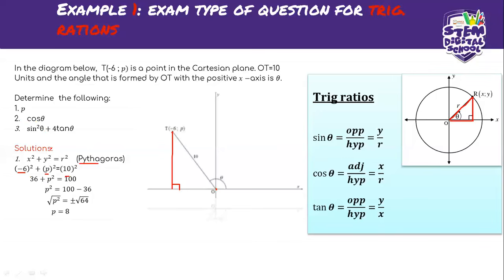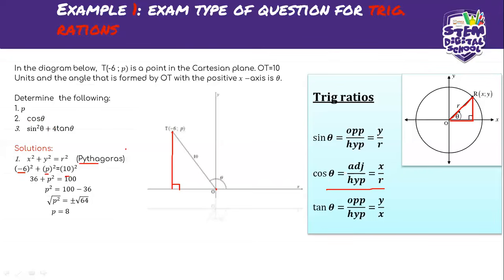If you understand the trig ratios, then it won't be difficult for you to answer this question of cos theta, right? Once you come across cos theta, you must know that cos theta equals x over r. Here it is, x over r. That is the trig ratio for cos.